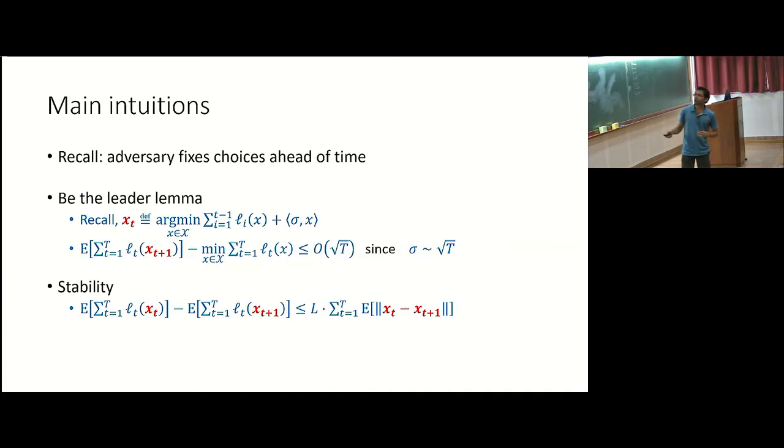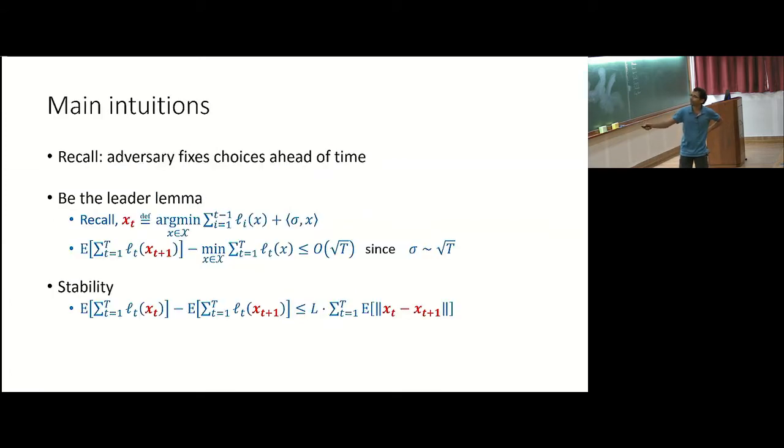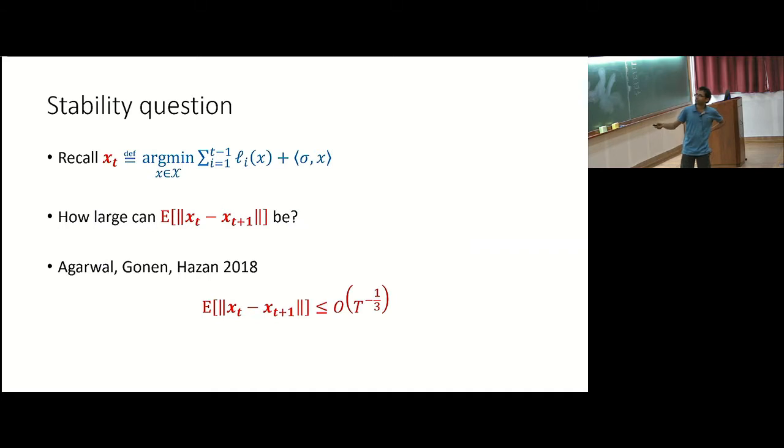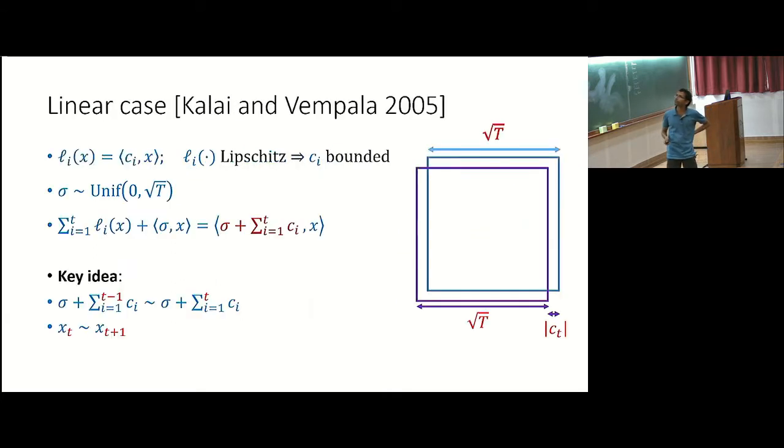So let me go a little bit more into this stability analysis. The main question, as this inequality points out, is I want to bound the expected difference between xt and xt plus 1. I want to be able to say that no matter how LTs are chosen, as long as they are Lipschitz, xt minus xt plus 1 will not be too large. The previous best known result for this was t to the minus 1 over 3 by Agarwal, Gonin, and Hassan. And we were able to improve it to 1 over square root t, which basically gives you the square root t regret instead of the t to the 2 over 3 in the previous paper.